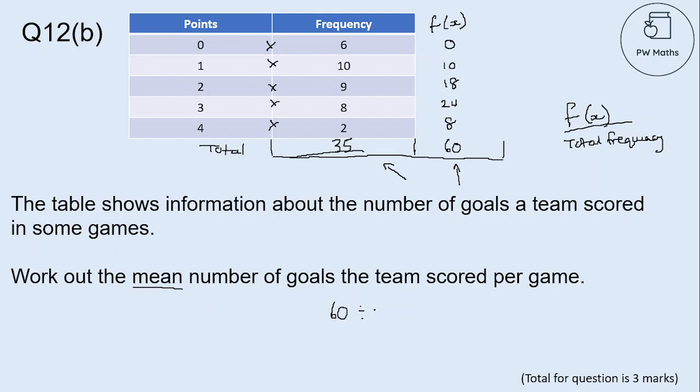60 divided by 35 is going to give me the mean, and in this case it's 1.7142857. Please write down your whole calculator display just in case your examiner would like to see that. The question hasn't actually asked me to write it to a particular number of decimal places, so I could just leave it like that if I wanted to. So my mean is 1.714, all of these numbers. Have a double check that that makes sense. So coming back up to our table, our points are going to range from 0 up to 4, so 1.7 seems to be a realistic answer for the question.